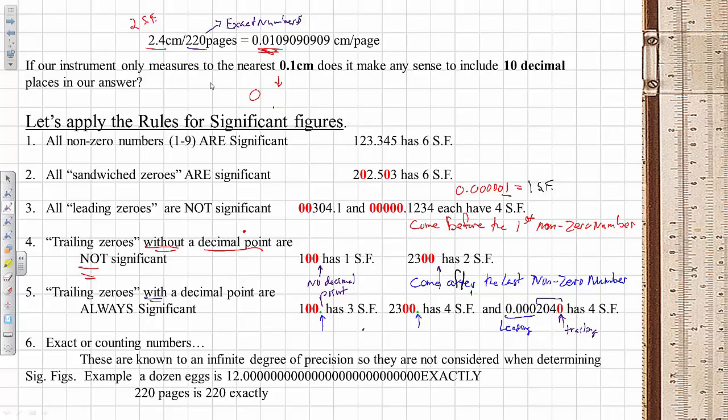Remember, leading zeros do not count. So there's our first sig fig, the 1. This 0 is also significant, so what are we going to do? We're going to round up. This 9 tells us we round this 0 up to a 1. So 0.011 centimeters per page.